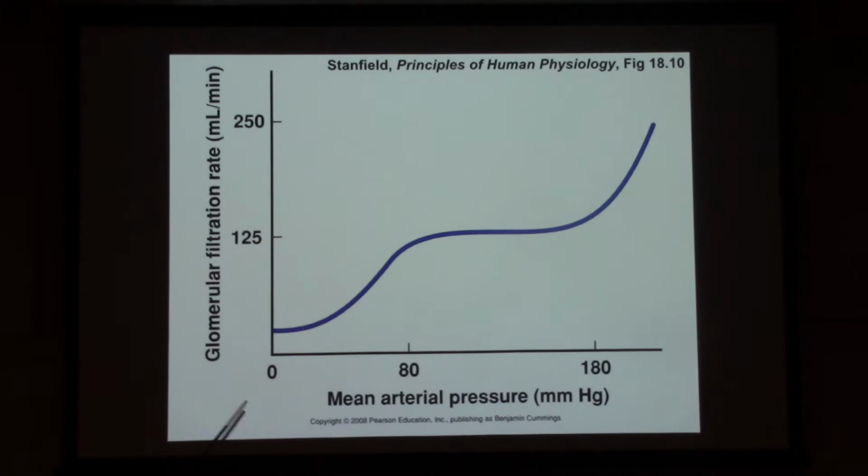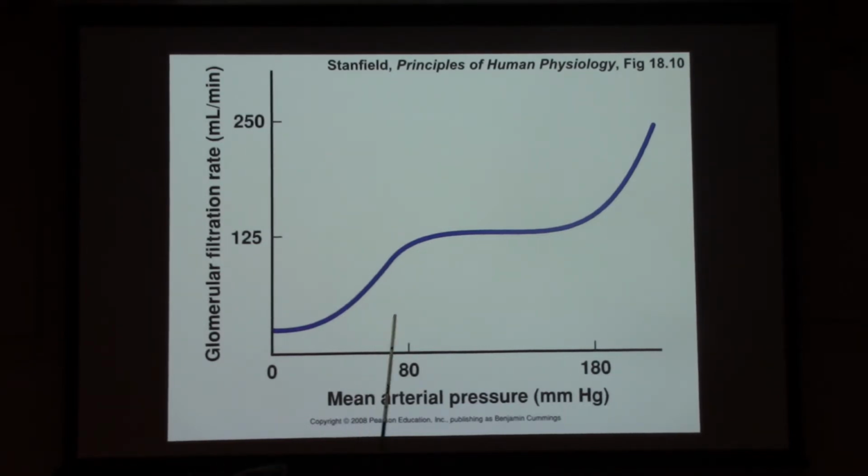So it's not quite as easy as adding the two numbers together and dividing by 2. But this is that mean arterial pressure. This is an estimate of what the average pressure is in your arteries. And as the mean arterial pressure increases, the glomerular filtration rate increases. Kind of. There's this range in the middle here, though, where GFR is fairly stable and flat. It does not change with a change in blood pressure.